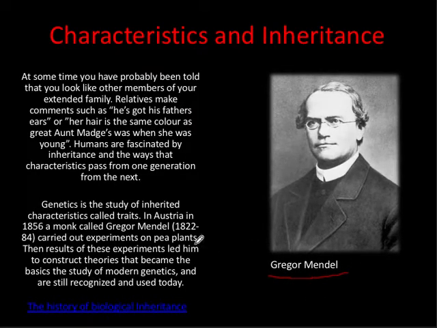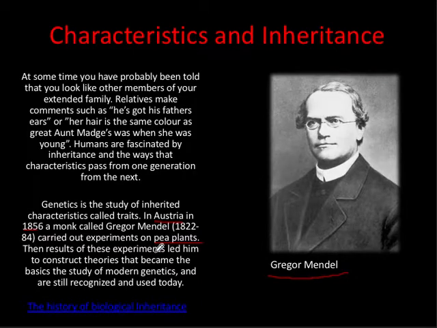Now, a long time ago, when he lived, 1822 to 1884, he conducted a series of experiments in 1856 in Austria on pea plants. He was also curious as to how inheritance worked, what were the mechanics behind it, and could he do anything to manipulate or control it. And so he carried out some experiments on pea plants, combining different traits and characteristics together and seeing what offspring were produced.